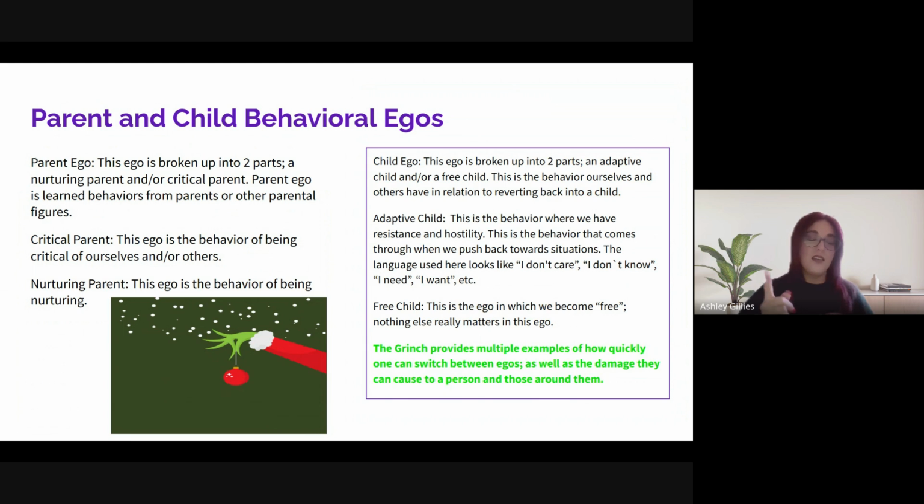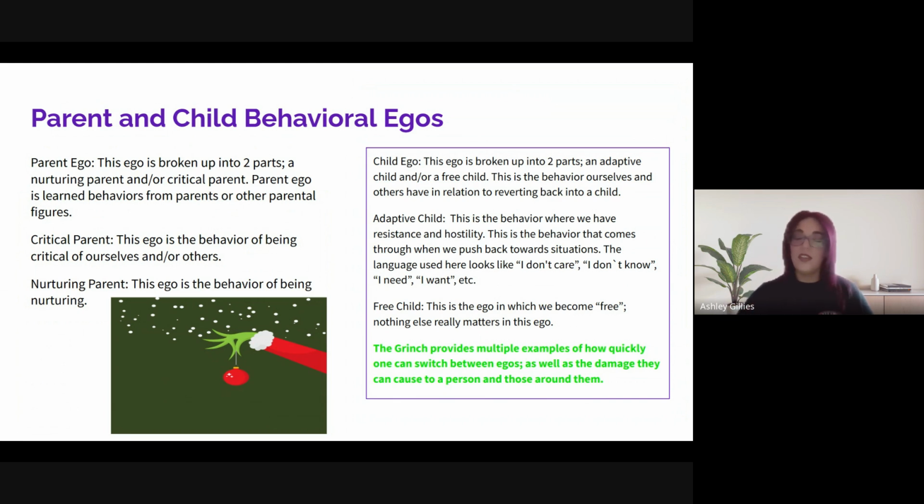Any guesses? Yes, if you said Cindy Lou Who, you're right. Cindy Lou Who comes along and nurtures him. What happens at the end of the movie? The Grinch nurtures all of them, right? He brings back the presents. He apologizes. His heart grows 2 sizes. He grows a care for Cindy Lou Who. He goes to their dinner because Cindy Lou Who nurtured him. Learned behavior. Okay, now we're going to go to the child ego.